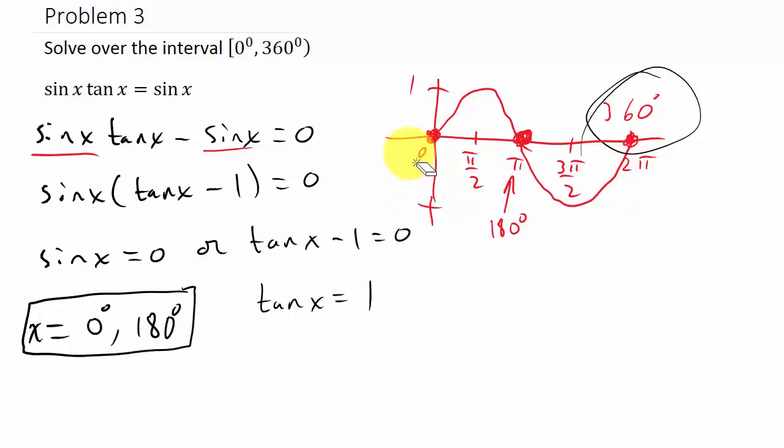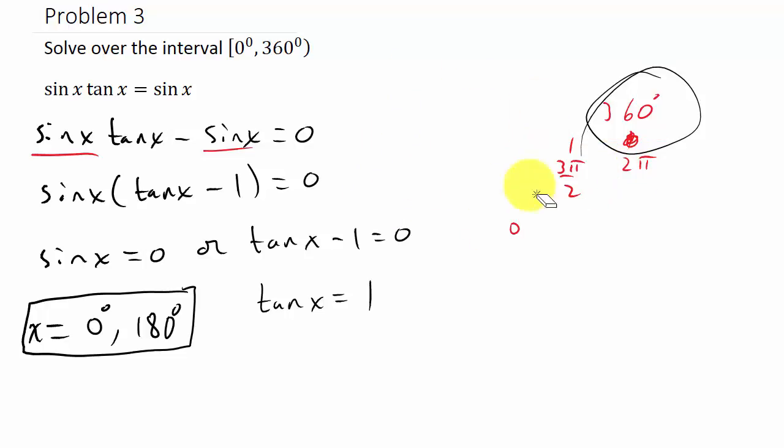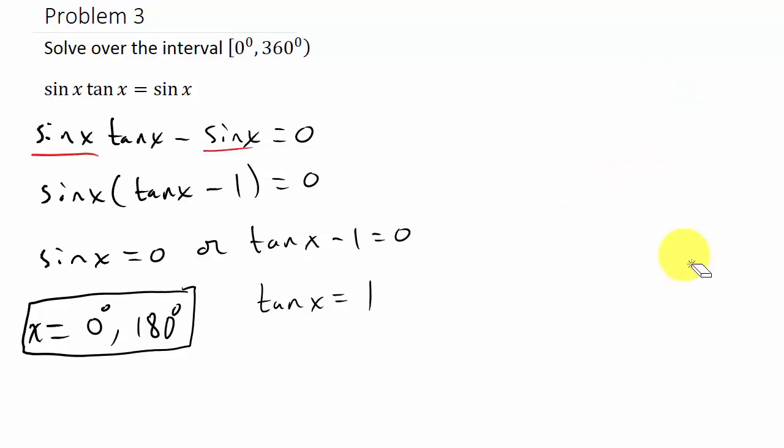Alright, so now let's look at this. I've got tangent x equals 1. So tangent x is equal to a positive number. So that tells me that our solutions are going to be in the first and third quadrant because that's where tangent's positive.